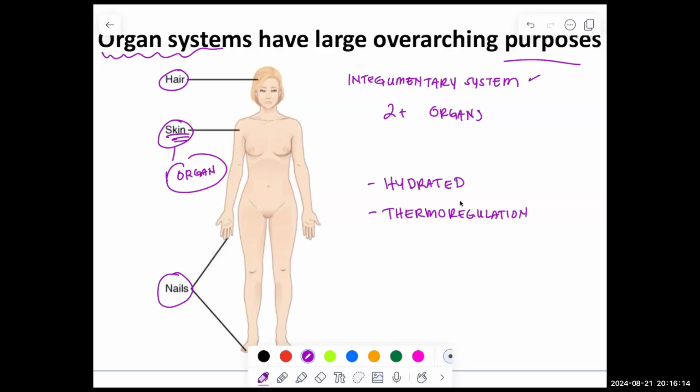Regulation. When it's hot and you're outside, what do you start to do with your skin? Sweat. When it's really cold, what does your skin do? Does anybody know? The goosebumps. It becomes blue because it's changing the blood flow to your skin so you don't lose your body heat to the environment. Thermoregulation regulates heat. Give me two more and then we'll move on.